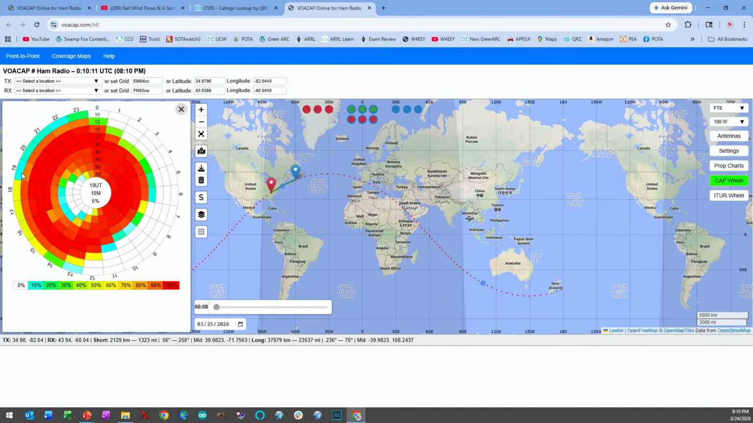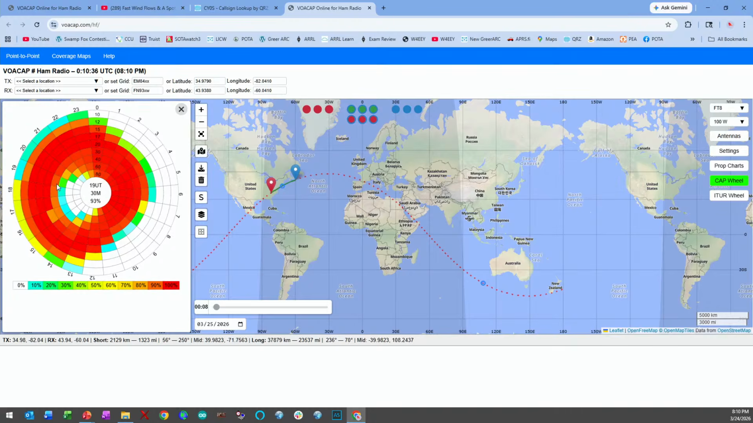So 3 o'clock in the afternoon, 1900 Zulu. Notice the scale down at the bottom. The red is 100% chance of working them. 0% means I'm not going to work them. All right, so at 3 o'clock in the afternoon, notice that on this band, if I go around here, that's like 20, 17, 15, you can see what bands they're on.